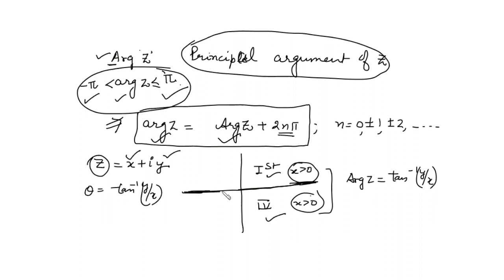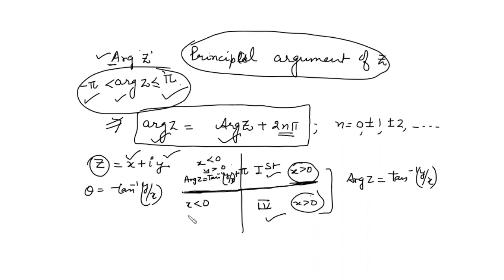If your x is negative but y is positive, then the principal argument is given by tan inverse y upon x plus pi, right? It will be tan inverse y upon x plus pi. Basically, if your x is negative and y is positive, you get theta in the fourth quadrant. And when you add pi, you will get a number in the second quadrant. So that's why we add pi over here.